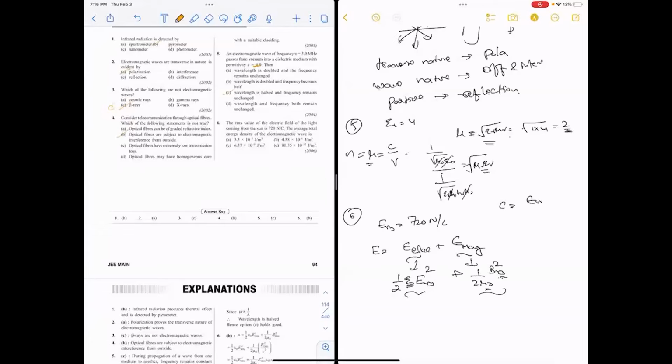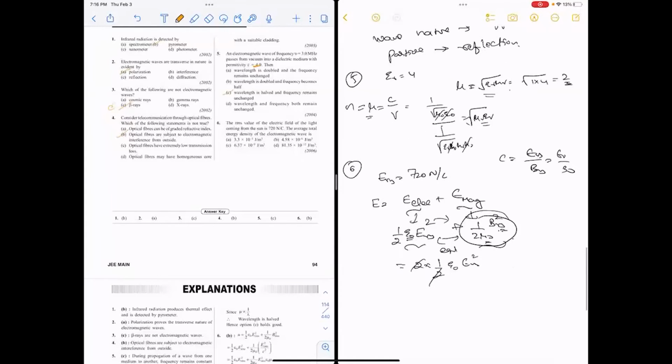C is equal to E RMS by B RMS, or E naught by B naught. You can substitute again here, or I can say it is 2 times. These two are equal, no? So I will replace this by this. Instead of finding out B, I'll save my time. So 2 times half epsilon naught E RMS square. Are you able to understand this?